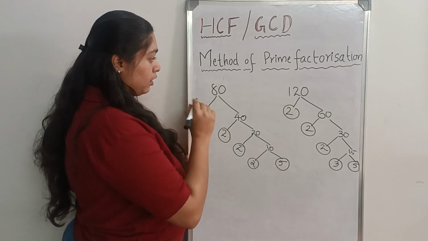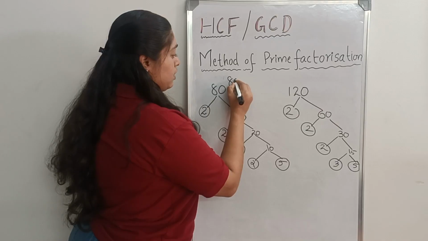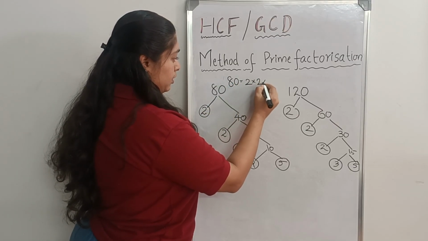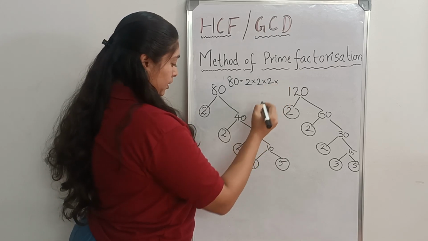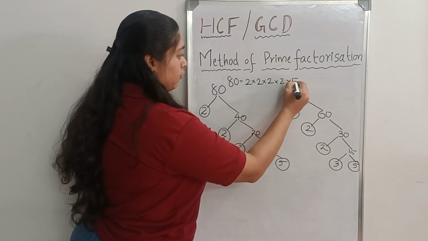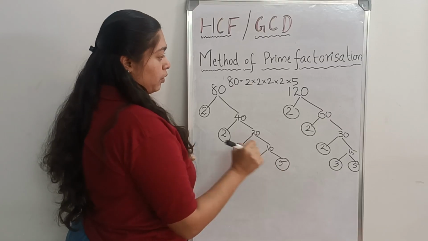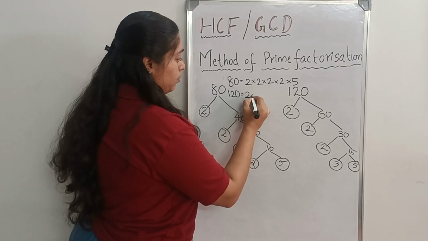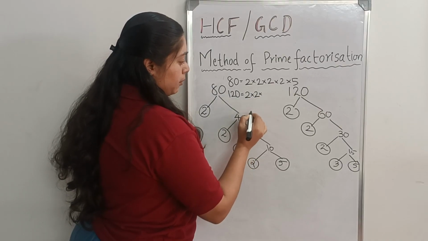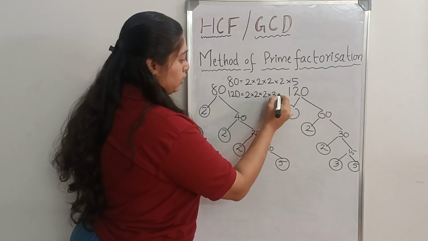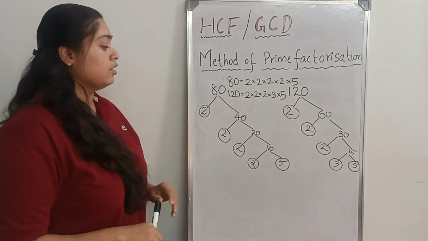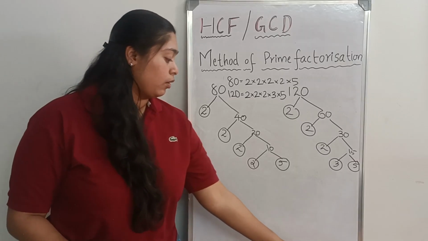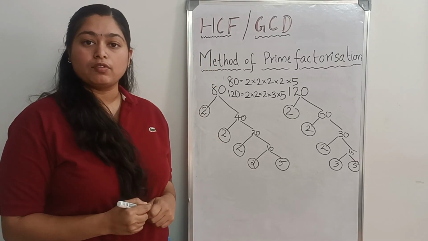Now let me write it in order. 80 is equal to 2 multiplied by 2 multiplied by 2 multiplied by 2 multiplied by 5. I have taken all the prime factors. And in the same way, 120 is equal to 2 multiplied by 2 multiplied by 2 multiplied by 3 multiplied by 5. So here our first step is over. Now let's look into how to find the highest common factor.